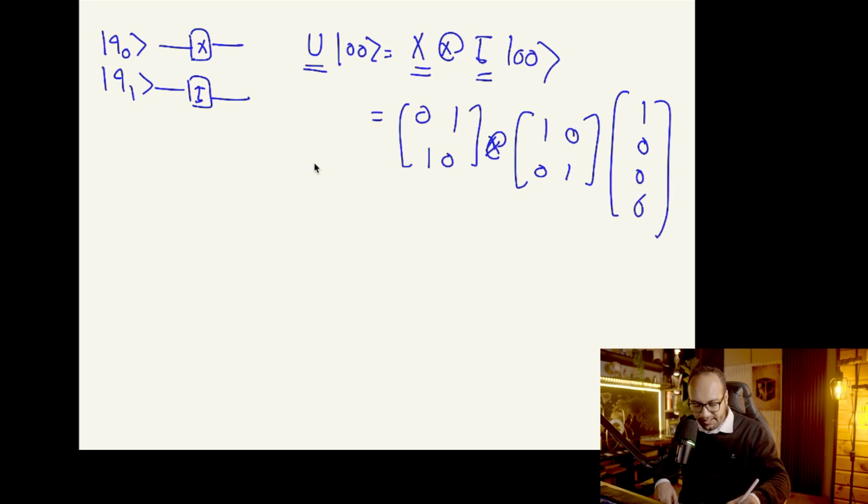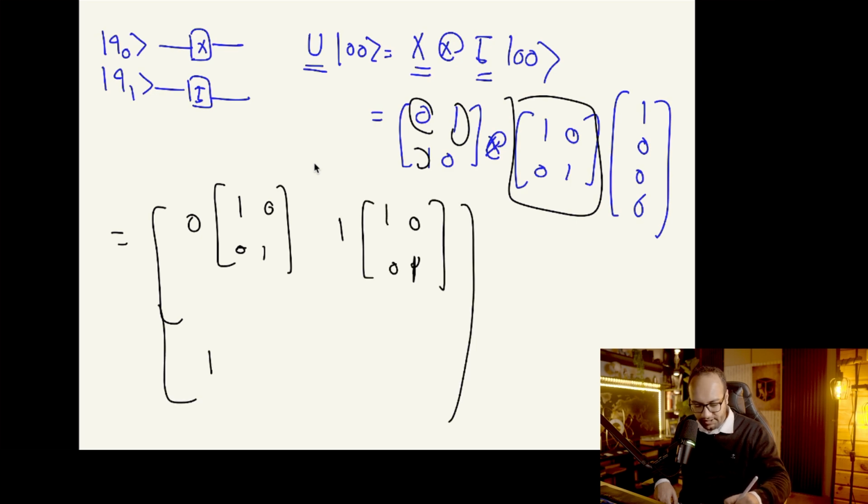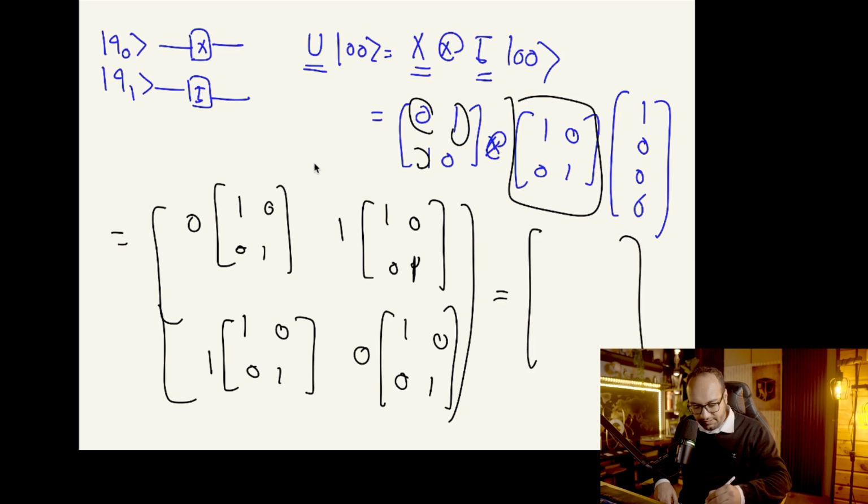How can I perform the tensor product? Each number of the first matrix will be distributed, so each number will be multiplied by the full second matrix. So I have 0 times 1, 0, 0, 1. Then I have 1 times 1, 0, 0, 1. Then I have 1 times 1, 0, 0, 1. And then I have 0 times 1, 0, 0, 1.